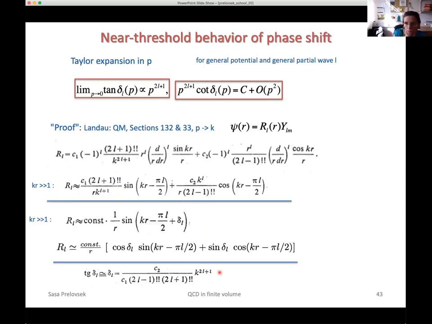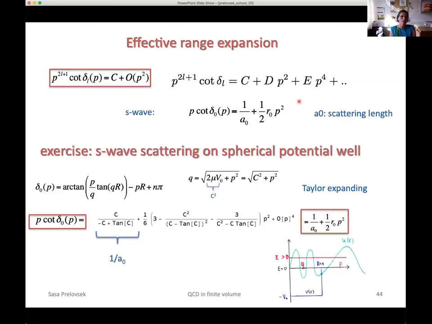Okay, I was going quickly, I just gave you a brief idea. So if p cotangent delta is proportional to this plus corrections, then you know that p to the power l plus 1 times cotangent delta will be constant near threshold, but then it will have small corrections. So p cotangent delta will be constant plus some corrections of p squared or p to the fourth. And that's what's called the effective range expansion. It's very often used in lattice calculations.